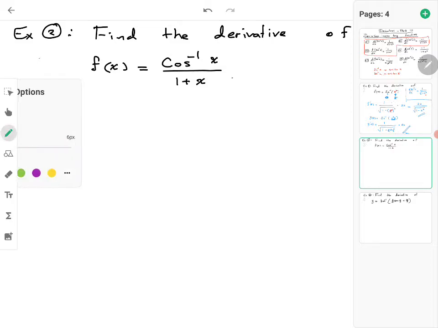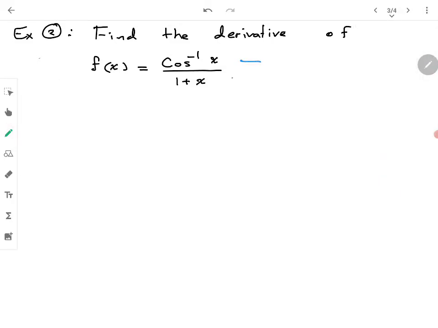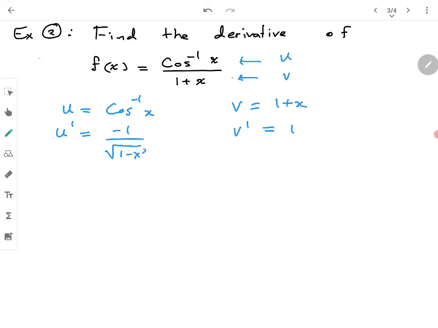Now let's do an example where we need to use the quotient rule. We need to find the derivative of this function, and it's a quotient, so that means you can apply the quotient rule. So u is cosine inverse x, v is 1 plus x, so then we need to find u prime and v prime. v prime is just 1, and for u prime, we know the derivative of cosine inverse is negative 1 over square root of 1 minus x squared.